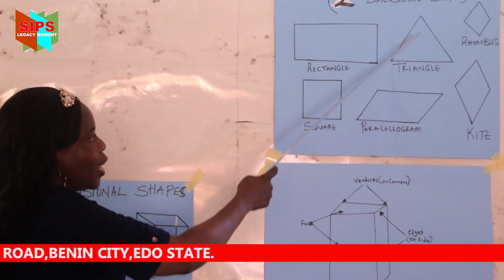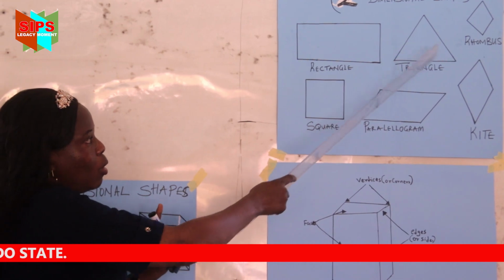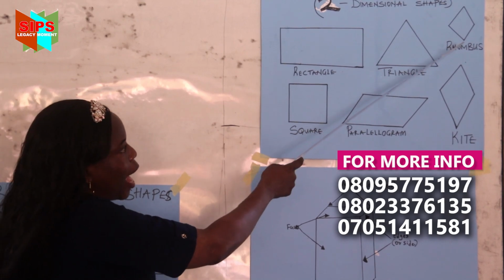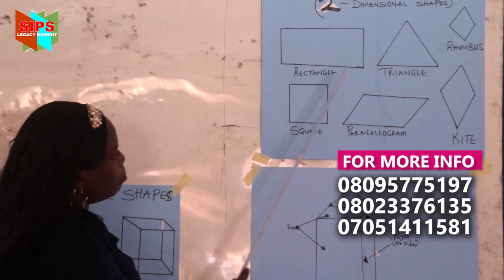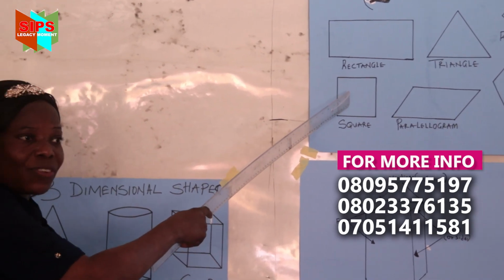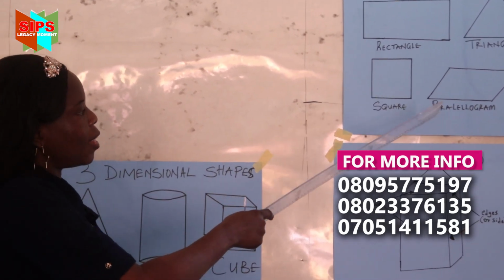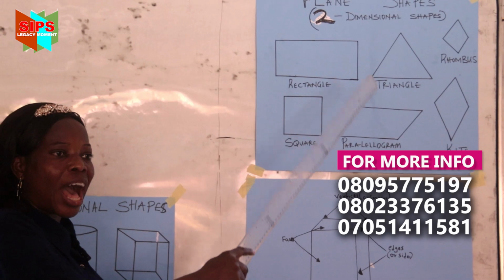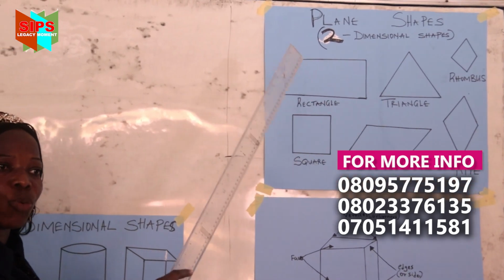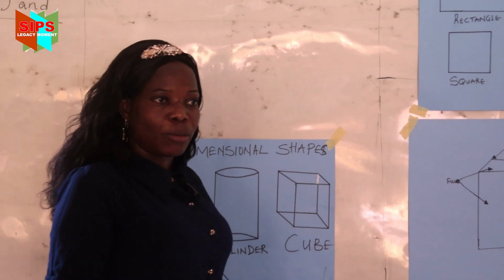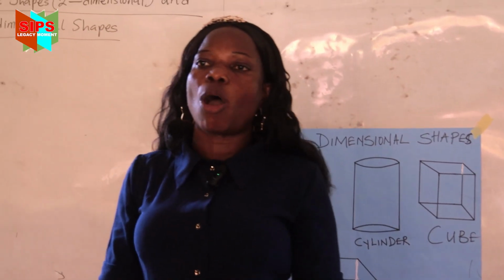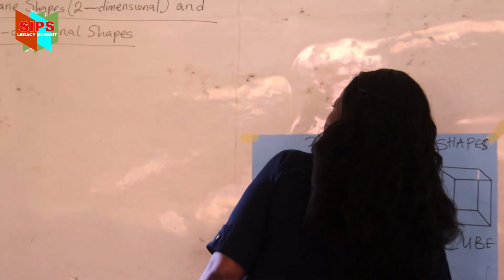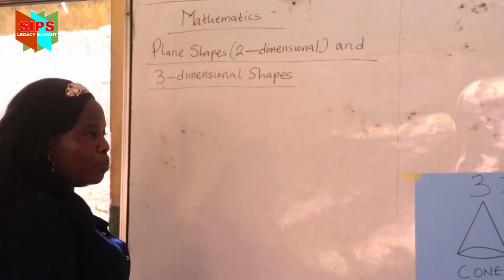The same thing here. A rectangle has how many faces? Just one face. Look at a rhombus. A rhombus has how many faces? Just one face. The same thing here, a square has how many faces? How many faces can you see? One face. We also have a parallelogram and a kite. All these shapes have just one face. Hence, we refer to them either as plane shapes or two-dimensional shapes.